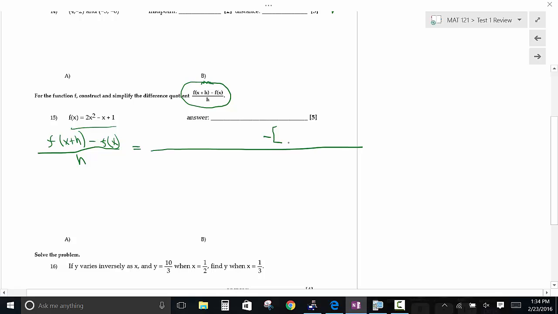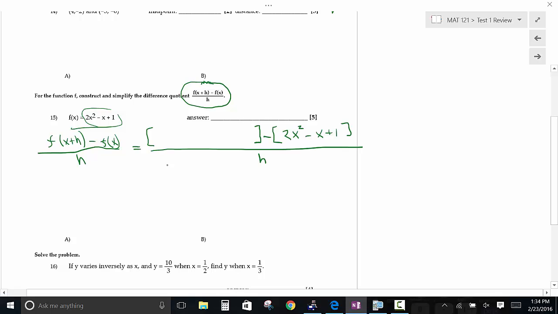Put two parentheses. Parentheses or brackets? Brackets, either one. Probably brackets are better, okay? Then probably all over h like that, okay? All right. So what goes in the second bracket? The original function, exactly. That f of x is whatever I gave you. Okay, so that's going to go there. That's going to give 2x squared minus x plus 1 like that.